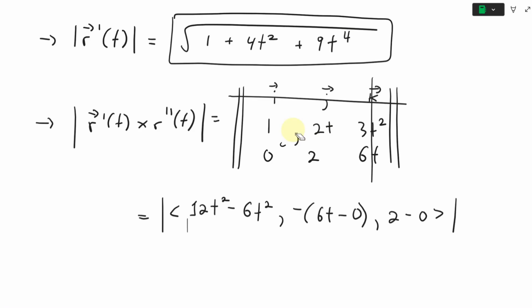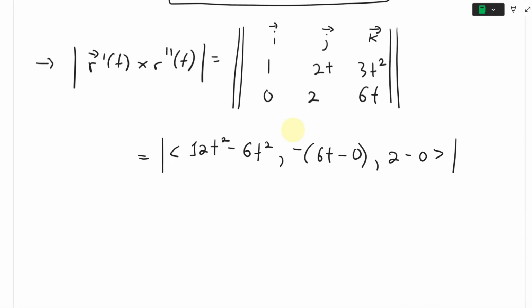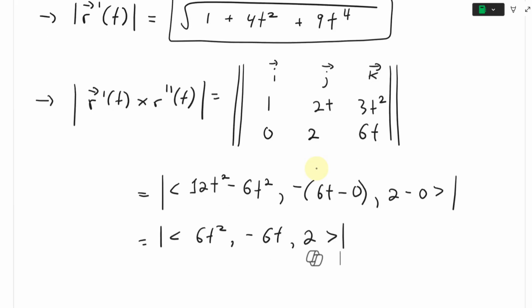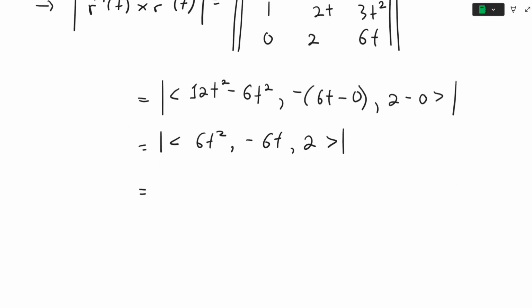So we'll erase our shorthand. To simplify this further, this is the magnitude of this. 12t squared minus 6t squared is 6t squared. This one is negative 6t. And lastly, this one is just 2. And now this whole thing equals the square root, and we take the inside: square all the components and add them up.